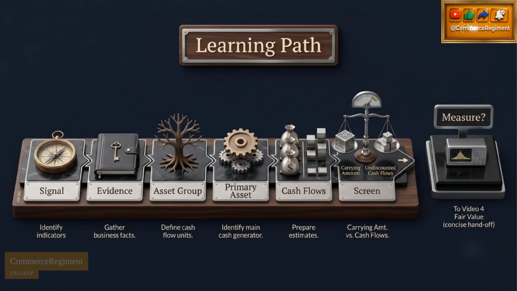We will move from business signal to evidence gathering, then to asset group definition, primary asset identification, cash flow estimates, and the undiscounted recoverability screen. If the screen fails, that leads to fair value measurement, but that is for video 4. In this lesson, our job is to decide whether the asset group should move into measurement. The memory hook is simple: signal, evidence, group, primary asset, cash flows, screen, then measure only if needed.